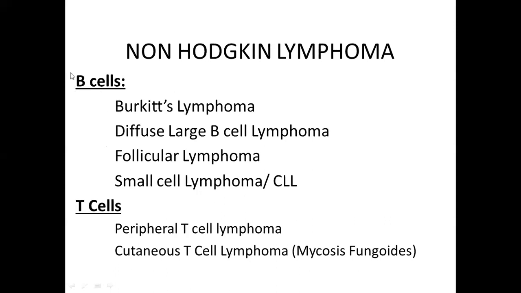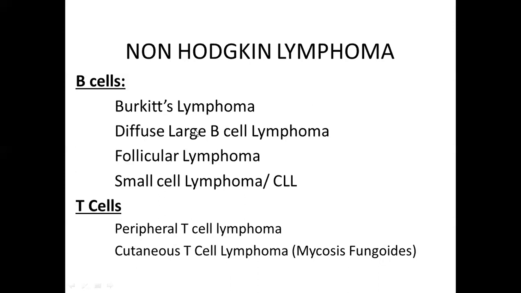The commonest ones that affect B cells, mature B-cell lymphomas, are Burkitt lymphoma, diffuse large B-cell lymphoma, follicular lymphoma, small lymphocytic lymphoma, or basically chronic lymphocytic leukemia, SLL/CLL. These are some examples. Some examples of T-cell lymphomas are peripheral T-cell lymphoma or cutaneous T-cell lymphoma, sometimes referred to as mycosis fungoides, which presents as skin lesions.